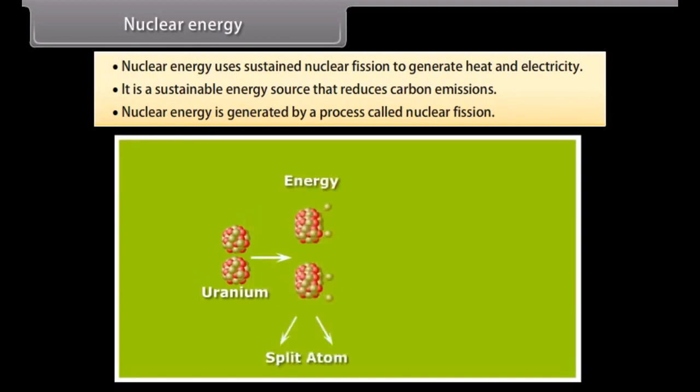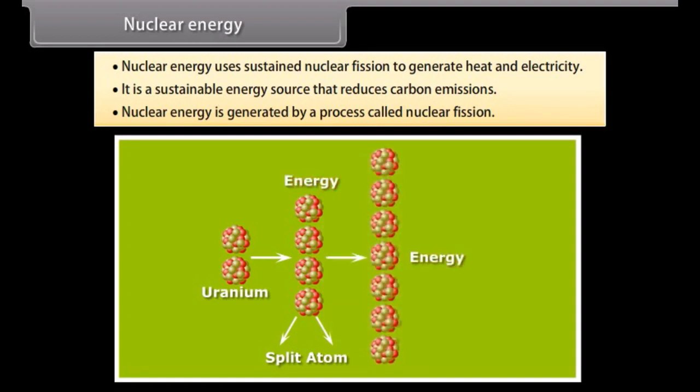This atom is then split into lighter nuclei. A tremendous amount of energy is released. For example, the fission of an atom of uranium produces 10 million times the energy produced by the combustion of an atom of carbon from coal.